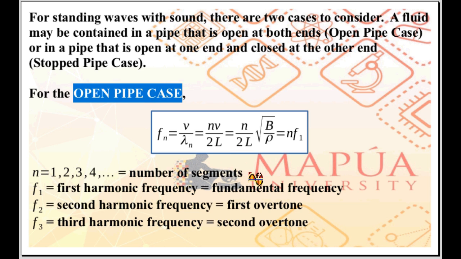Just like with the harmonic number of standing wave in a string, we have a similar naming convention for the harmonic frequencies for the open pipe case. F1 is first harmonic frequency or fundamental frequency. F2 is second harmonic frequency or first overtone. F3 is third harmonic frequency or second overtone, and so on.